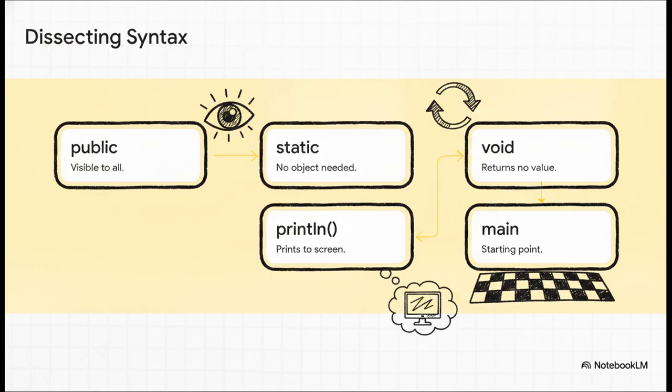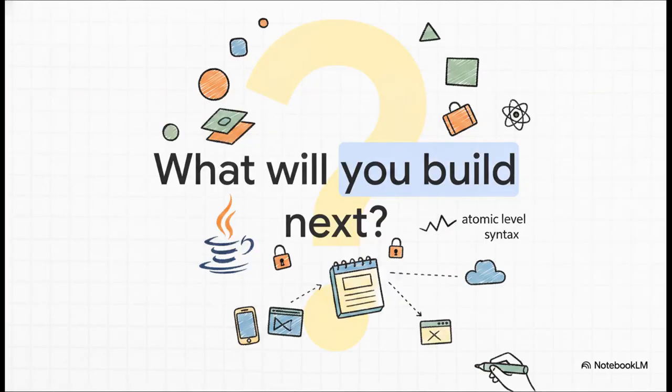Void just means this specific method won't return any value back to the system when it's finished. Main is exactly what it sounds like, the absolute starting line, the main entry point for your program. And system.out.println, that's simply the command you use to print your text right onto the screen. Simple as that.